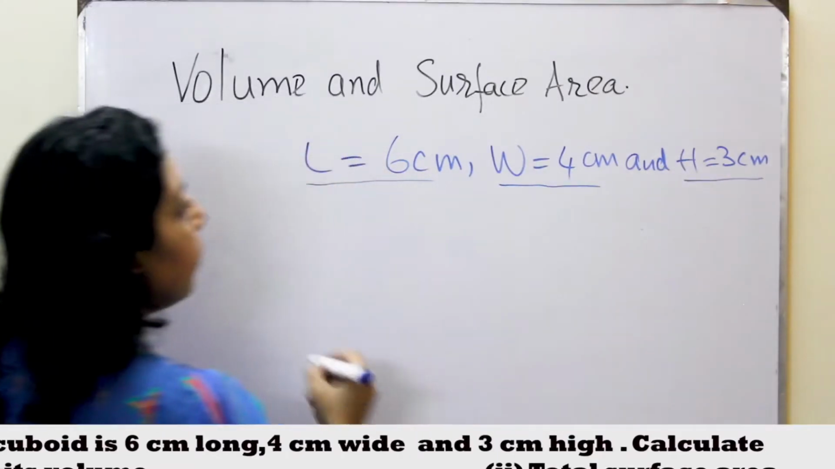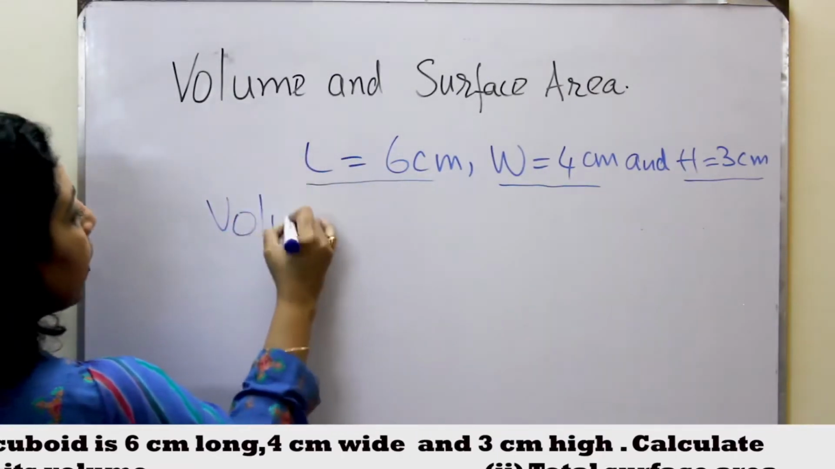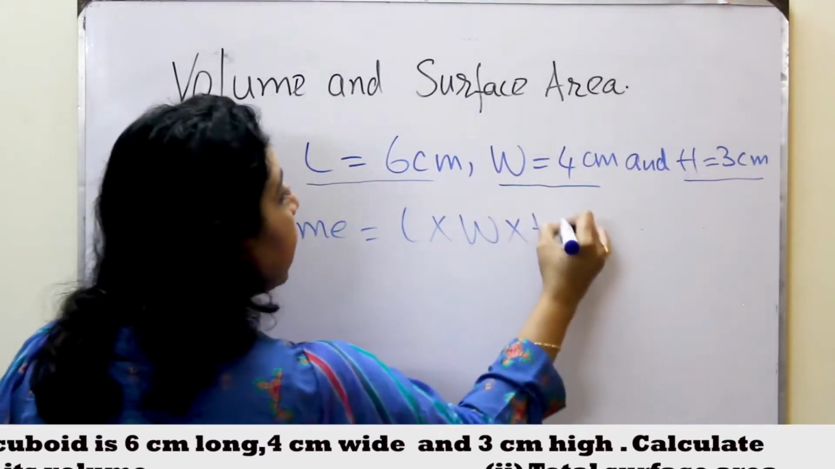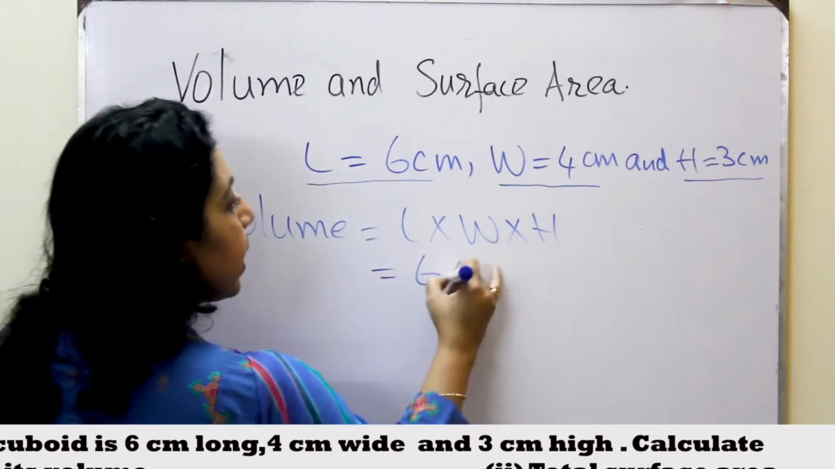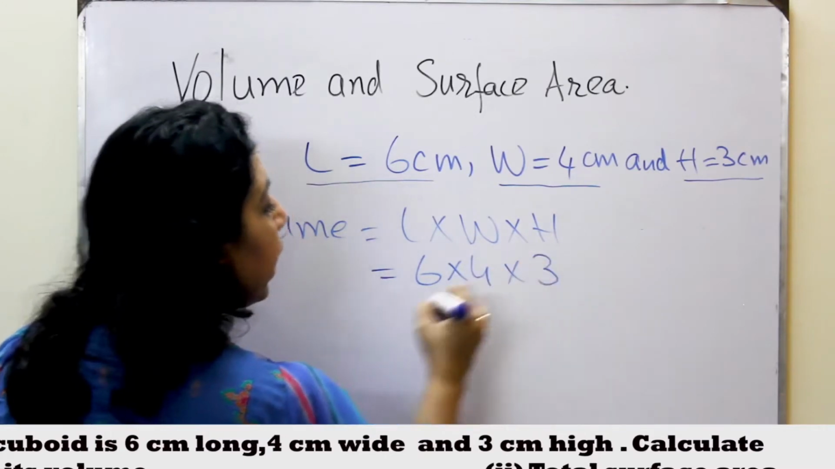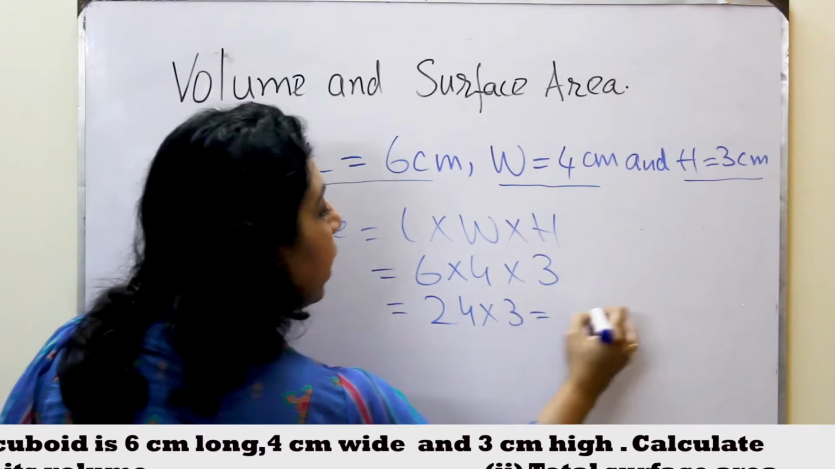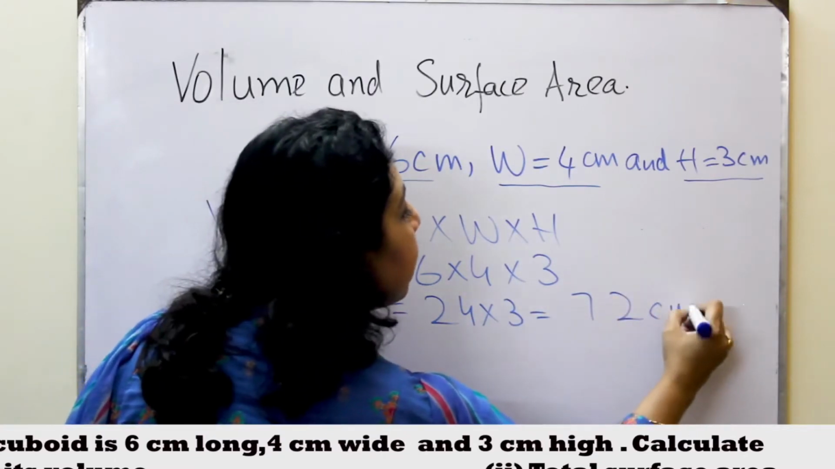The simplest possible example related to a cuboid: length is 6 cm, width is 4 cm and height is 3 cm. You have to find the volume. Volume is L cross W cross H. So you multiply 6 with 4 and 3. 6 times 4 is 24, multiplied by 3 will be 72 cm cube.